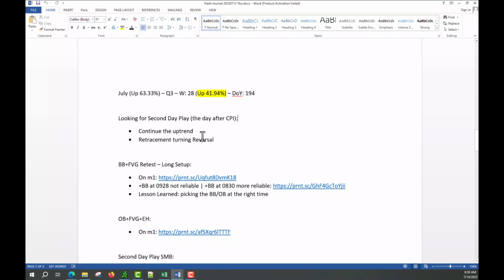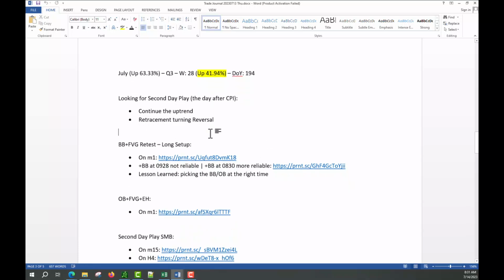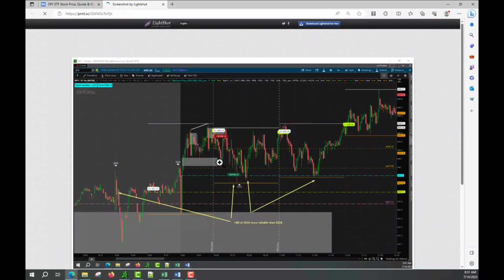Remember, as a secondary player, we are looking for two things, right? Continue the trend or retracement to reversal. So yesterday it continued the uptrend, and you see that we have a note right here. Now let's take a look at this. This is the bullish breaker, the 8:30. It's more reliable, it keeps retesting. You see it's more reliable than the one at 9:28. So that's what I wanted to point out real quick right there.